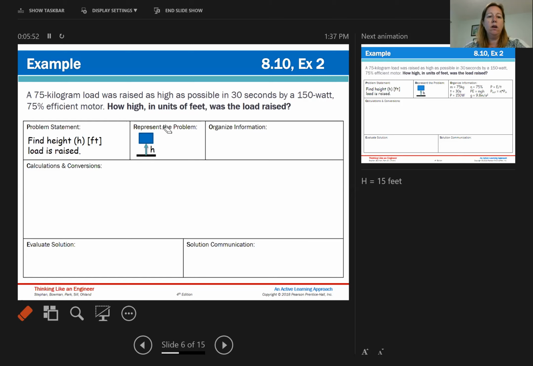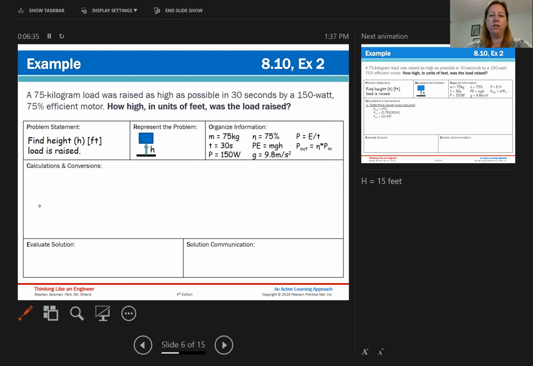I have my height represented by my symbol H, and my units of feet in my problem statement. When I represent the problem here, I've got my little box, then I have my height represented by my up arrow with my little h. When I organize all my information, I know that I have a mass of 75 kilograms, a time of 30 seconds, a power of 150 watts. In reality, this is a power in of 150 watts, an eta of 75%, so I can then calculate my power out.